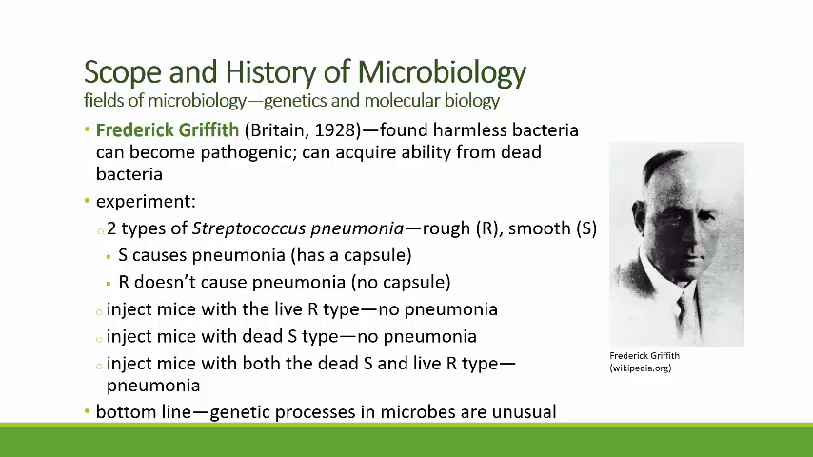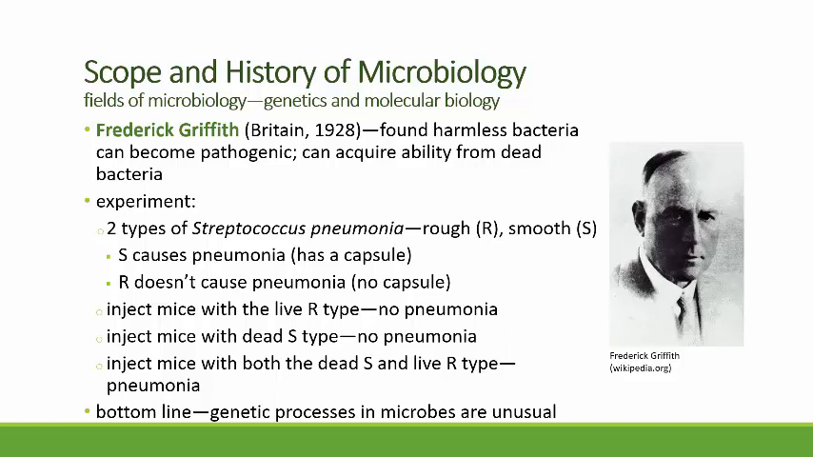So his experiments, he was working with two types of Streptococcus pneumoniae. That's one of the bacteria responsible for causing pneumonia. There were rough forms of this and smooth forms. The smooth form has a capsule around it, this gooey material that surrounds the cell, and it can cause pneumonia. The rough form doesn't cause pneumonia. It doesn't have that capsule. It can't adhere and can't cause pneumonia.